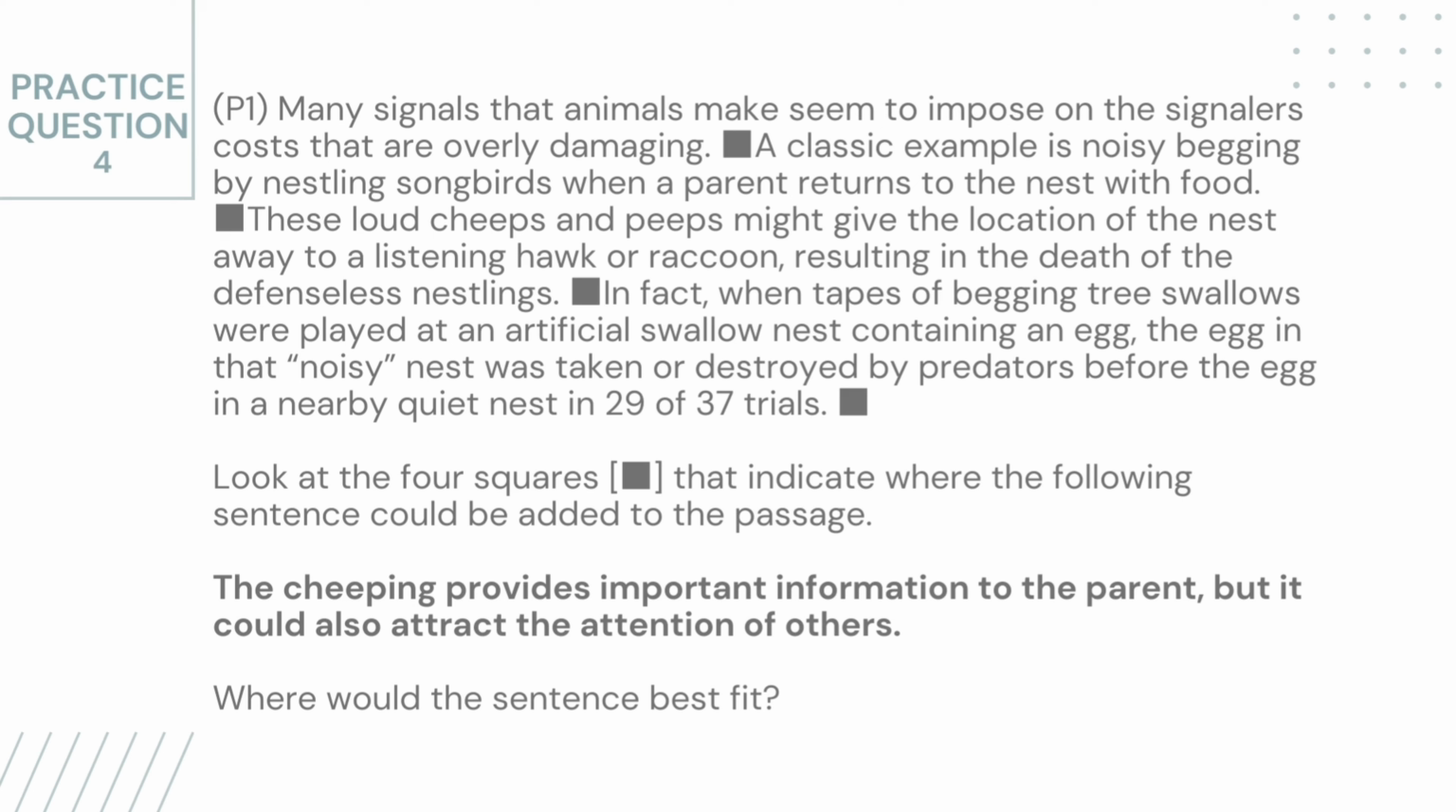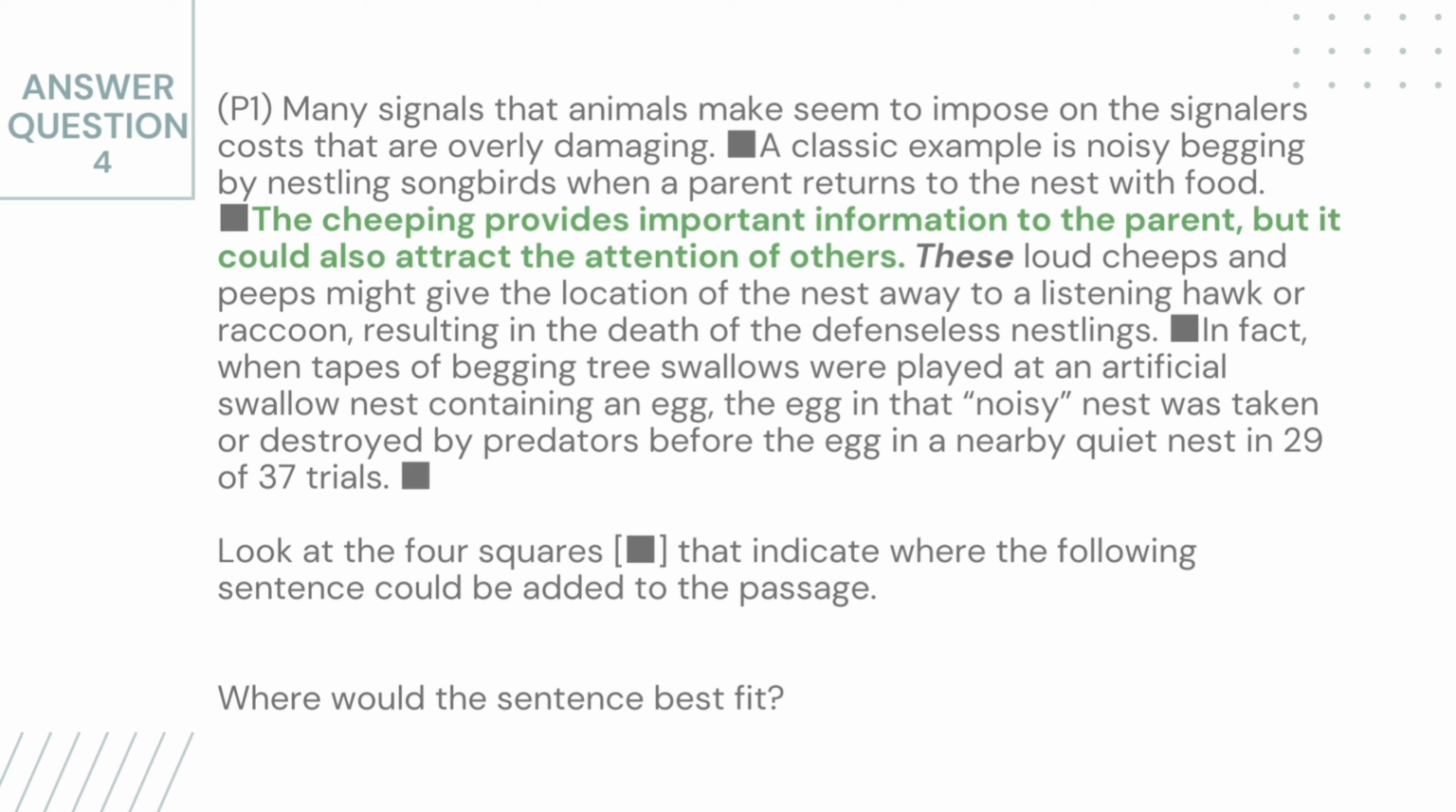Okay, how'd you do? The correct answer is B, the second box. The cheeping provides important information to the parent, but it could also attract the attention of others. The cheeping. So the sentence before mentions noisy begging. That is the cheeping. And then the sentence after also has a clue with the word these. These loud cheeps and peeps. So it's referring back to the cheeping again.